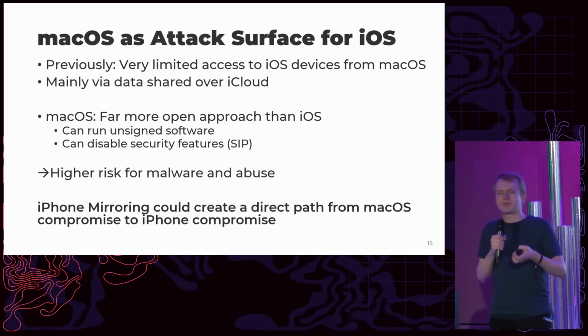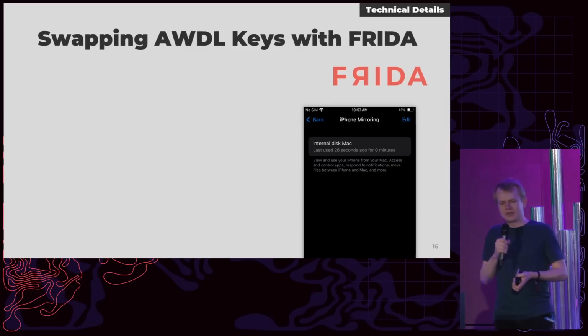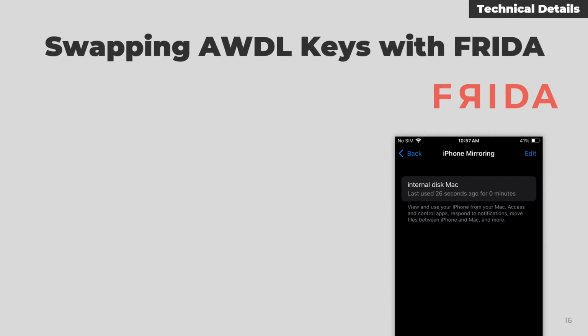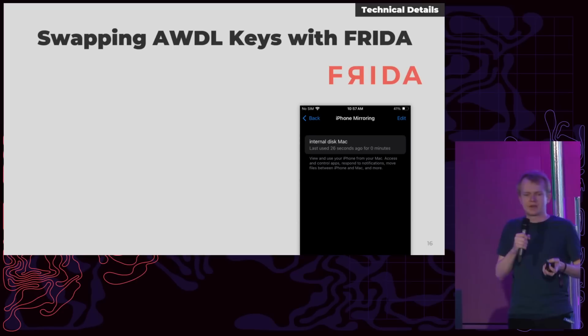And with iPhone mirroring, this basically enables a direct path from a compromise of the macOS operating system to a compromise of the iPhone, because, as we already saw, we are now controlling iPhones from the Mac. And one idea that I had of what one could do here is basically play around with these AWDL keys that I mentioned a few minutes ago and just swap them around. The idea behind this being that I already mentioned we have this list of previously connected devices, and maybe we might be able to spoof which device appears when we connect from a different device, because maybe somehow the iPhone confuses the different devices if we swap around keys.